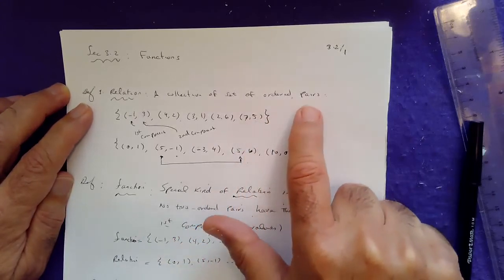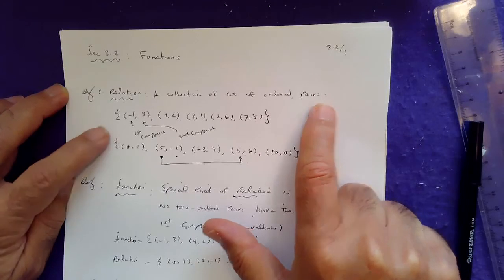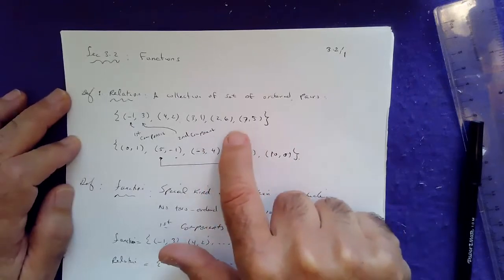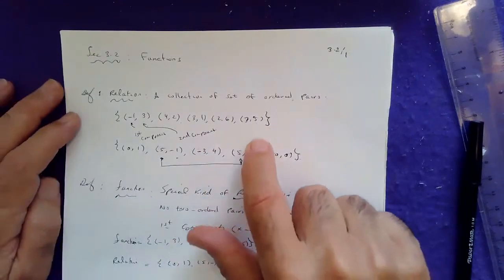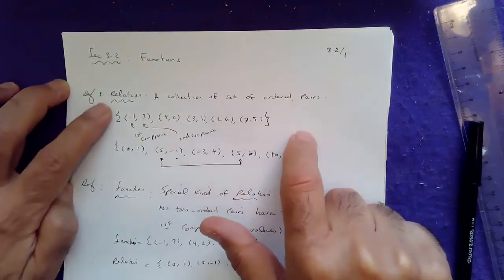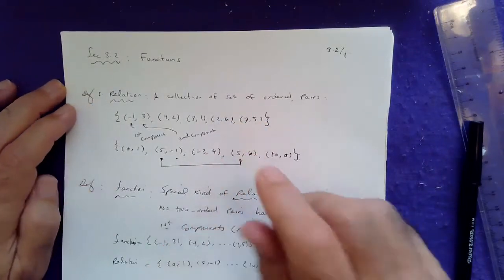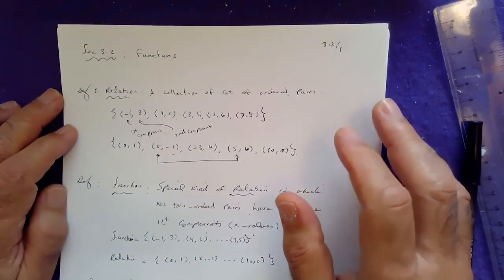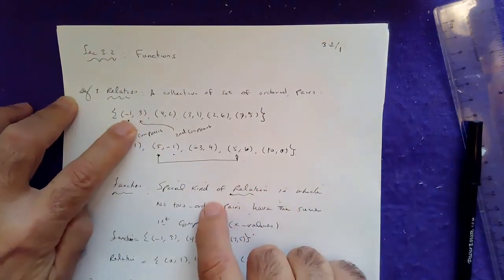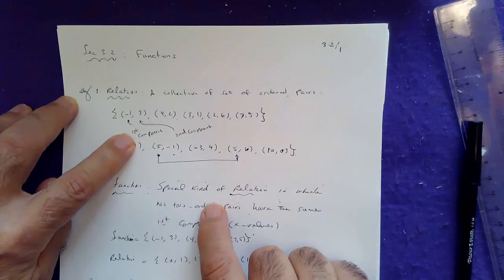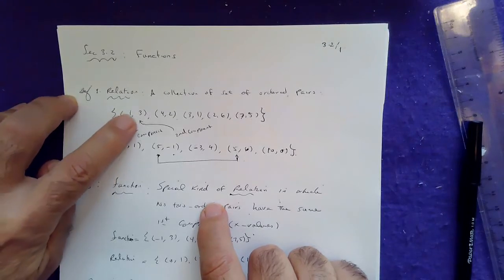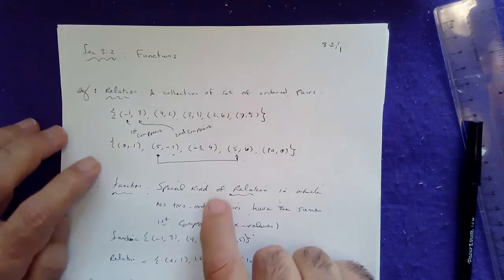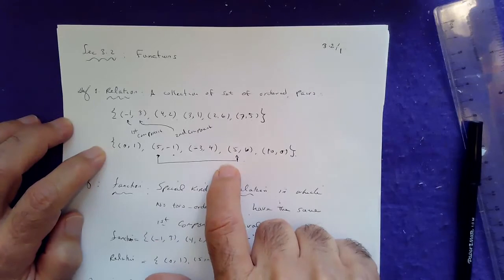A relation is a collection, a set, of ordered pairs of numbers. If you have a bunch of ordered pairs of numbers and you put them in a bag or collect them in one spot, that collection is called a relation. In each of these pairs, the first number is called the first component of the ordered pair, and the second one is called the second component. So this is a relation, and so is this one.